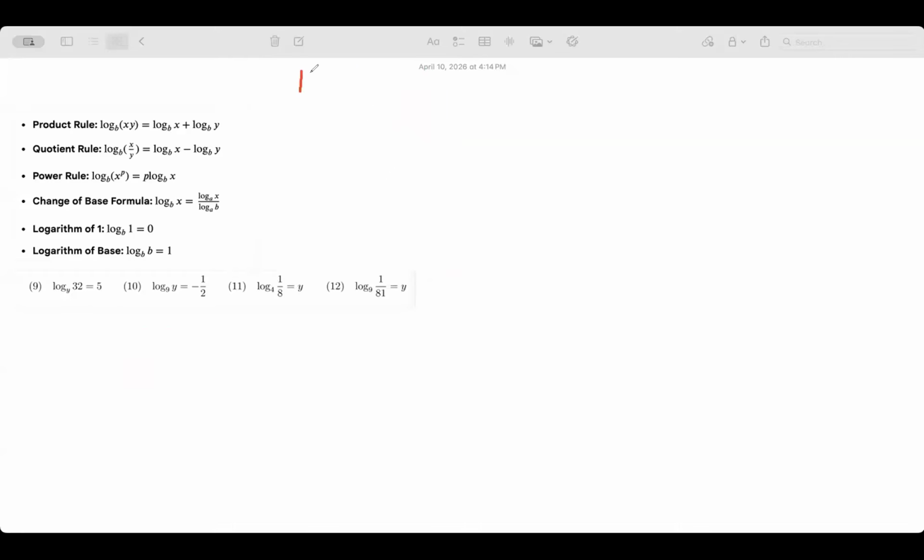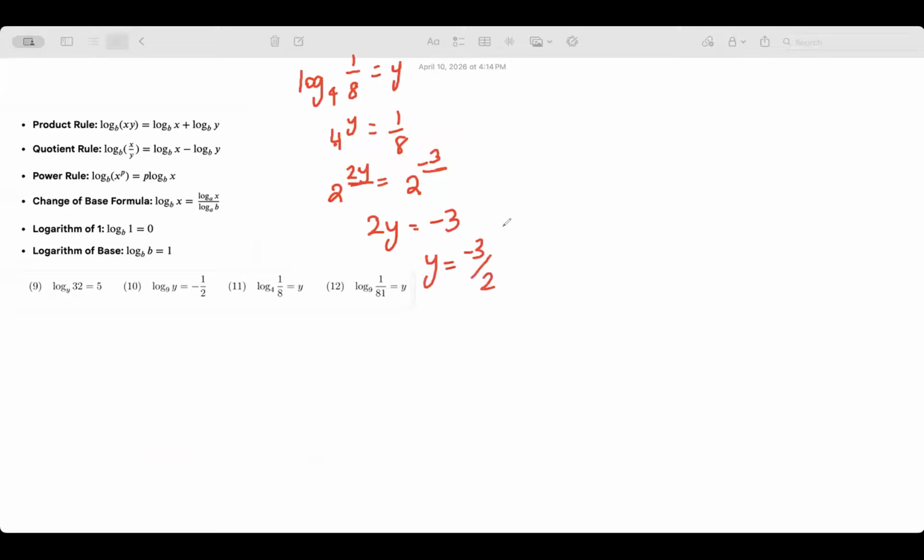The third one. Arush, are you getting it? Yeah, you got it. 4 power of y will be equal to 1 by 8. See, it is 2 power of, so I will write it down as 2 power of 2y will be equal to 2 power of minus 3. So 2y will be equal to minus 3. I'm just equating the powers. y equals minus 3 by 2.